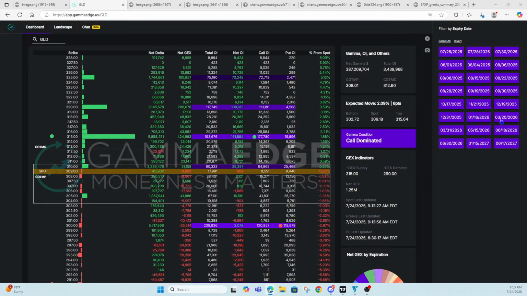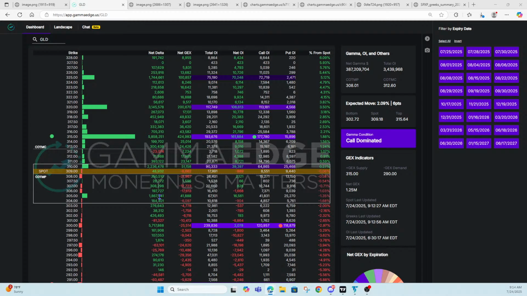So GLD, obviously all expiries turned on here, call dominated above and below spot price. We see COI and PGEX at 315. So that would be an important area to the upside. Right now, GLD is within the overall transition area. You see COTMP just below us. So again, historically, that's an area where we see out of the money puts go in the money.